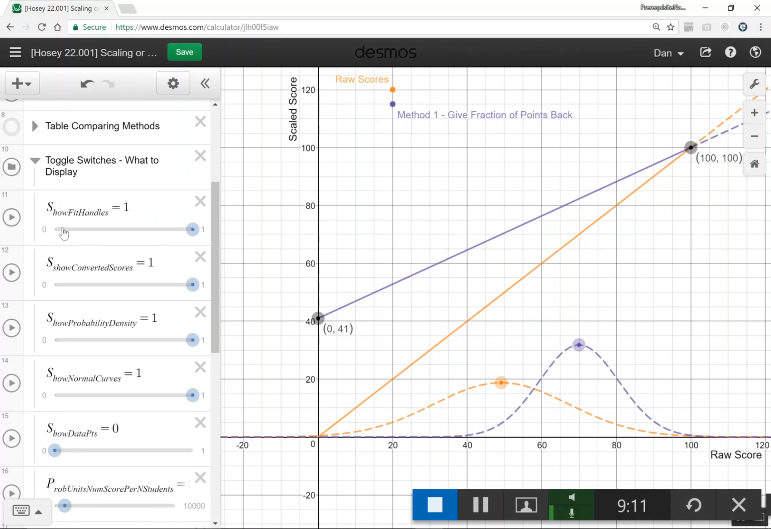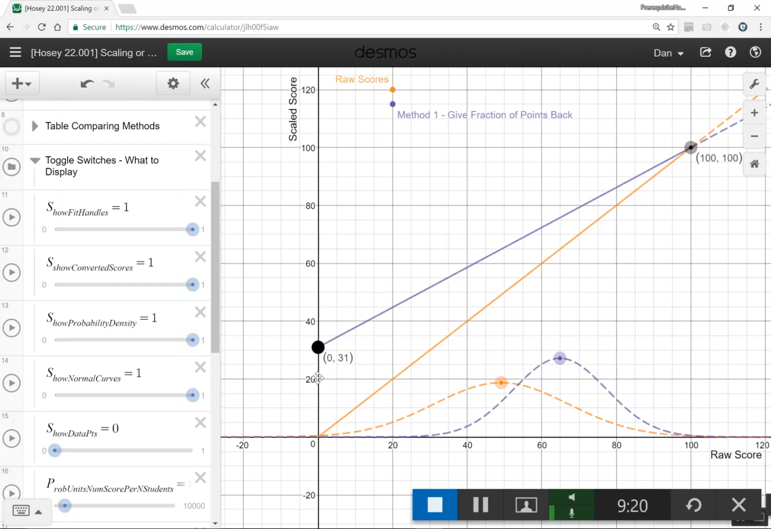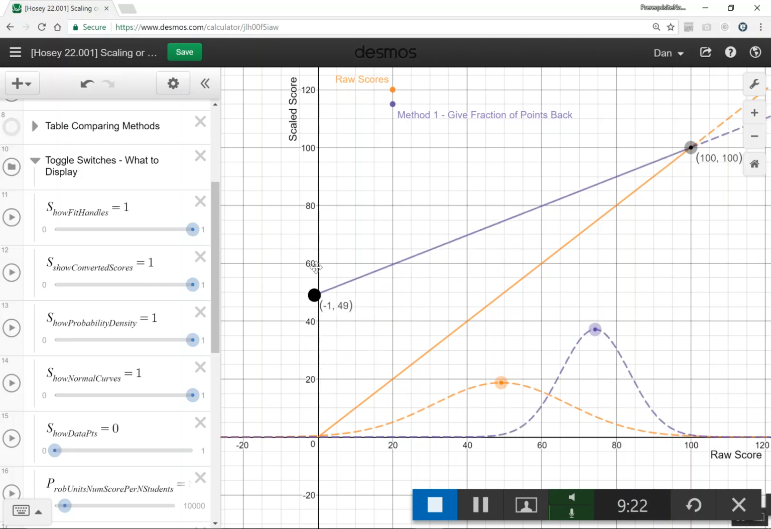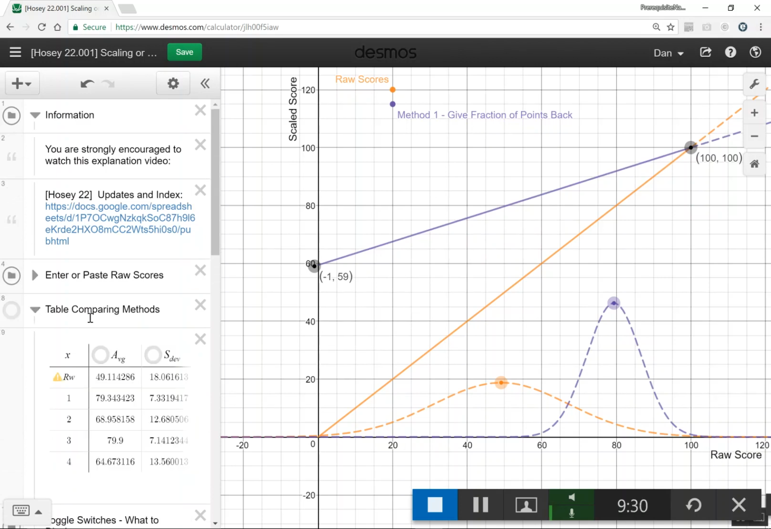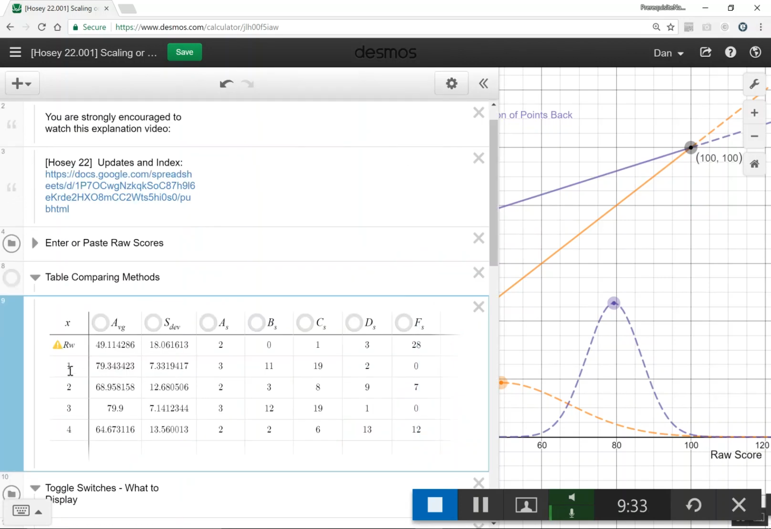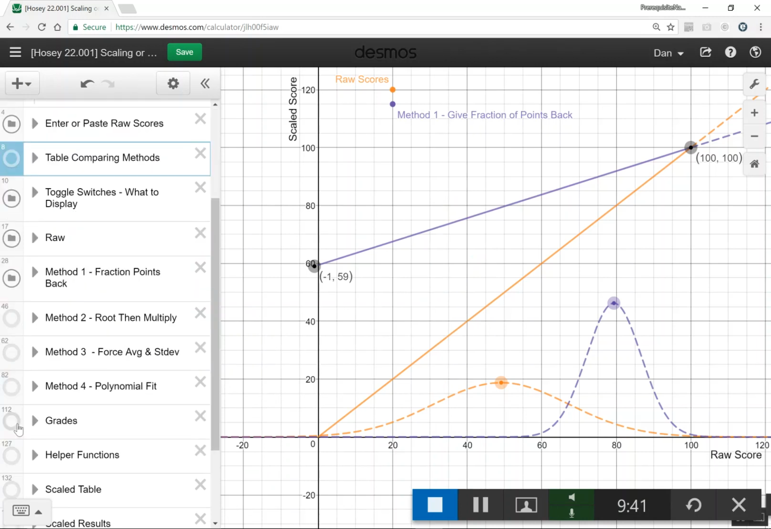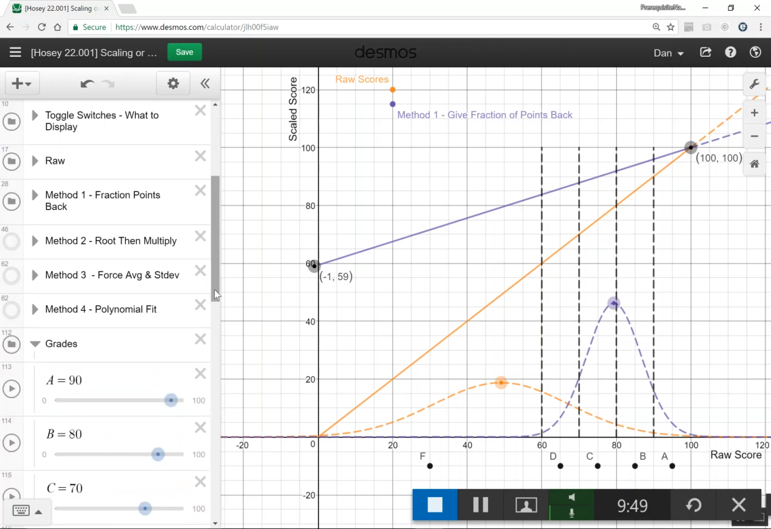Now let me show you these handles, these fit handles. If they're on for method number 1, I can just drag these up or down and it changes the fit, and you can actually see how that's changing the distribution of the data all live, which is pretty neat. The other thing that's changing is in this table, it's comparing the methods. So methods 1, 2, 3, and 4, the 4 methods, and the number of A's, B's, C's, D's, etc. If you click the grades, it will show you the designation lines for A, B, C, or D. And if you look in grades, you can change the cutoffs for what's an A, B, C, D, etc.